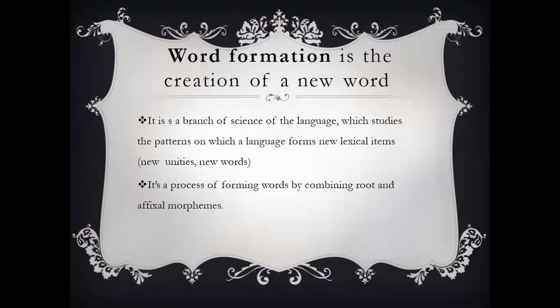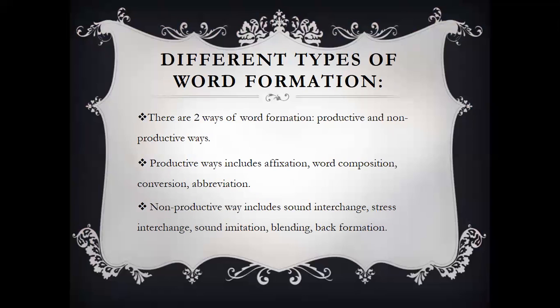It's a process of forming words by combining roots or stems and affixal morphemes. Root or stem is the main part of the word, and affixal morphemes are the affixes which are added to the words to form a new word. And in English, there are different types of word formation, also called two ways of word formation.